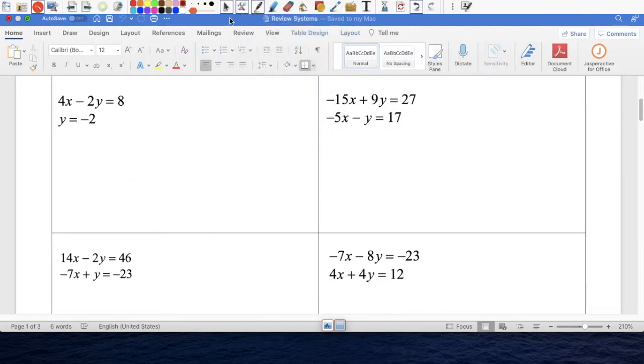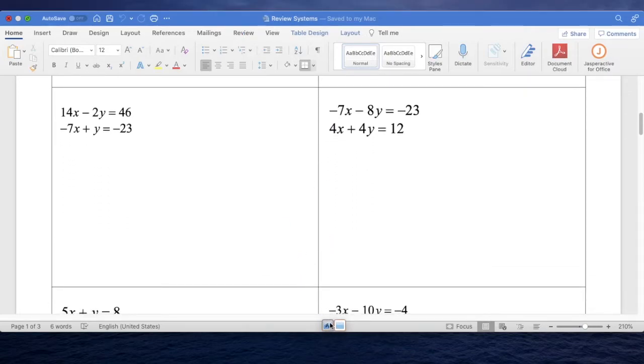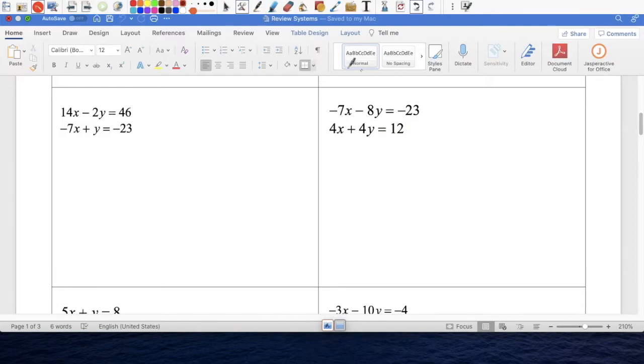Scroll down. All right, so far, so good. So the left side we're doing substitution, the right side we're doing elimination. So on the left side here, again, let me write 1 and 2. I would pick equation 2 to change because the coefficient is 1.